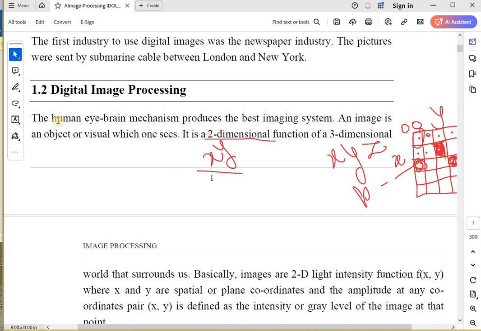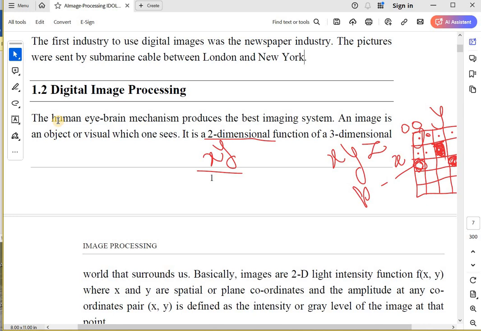A human eye-brain mechanism produces the best imaging system. Our eyes capture the image, the brain recognizes the image. We are going to see the structure of the eye later on. Now what is an image basically? Whatever we see in front of us is an image. We can say that an image is a two-dimensional function of a three-dimensional world. Whenever you are watching a TV, whenever the shooting is done, it is a three-dimensional set, correct? But when it is shown on the screen, it is 2D.